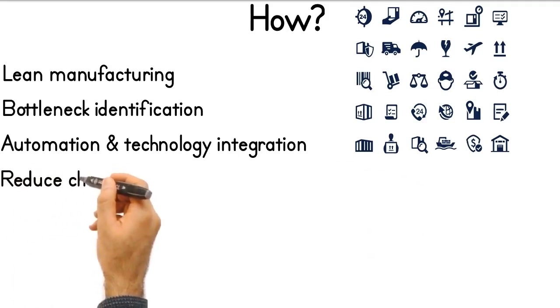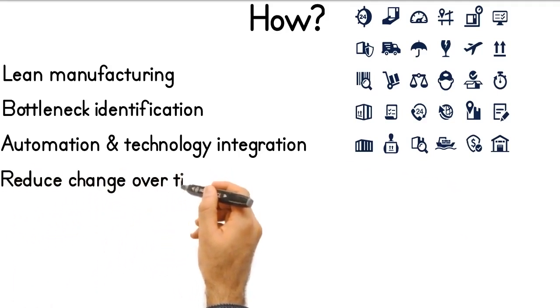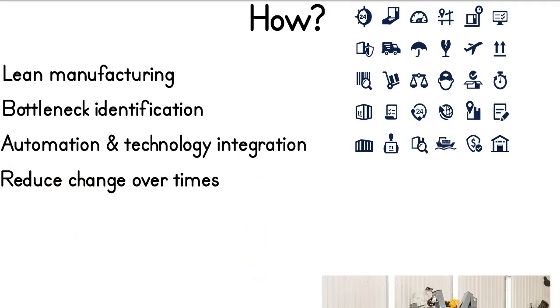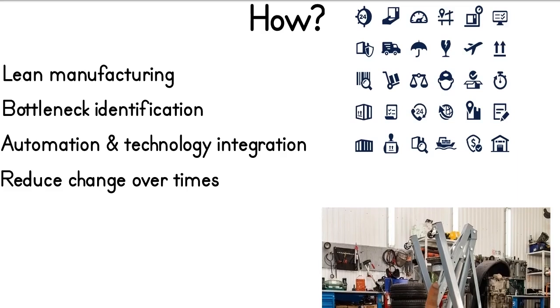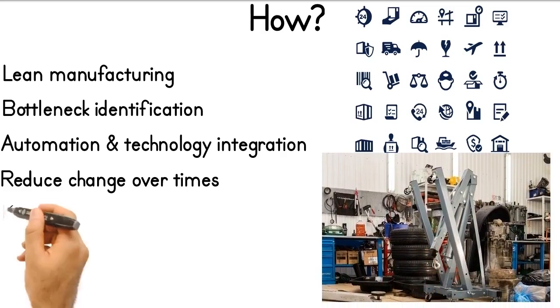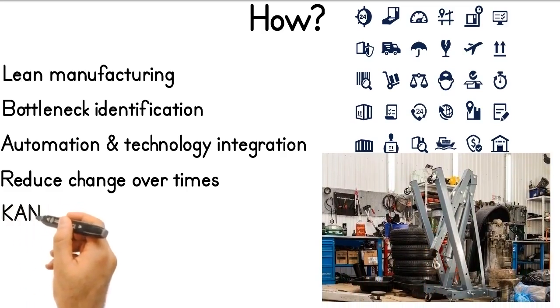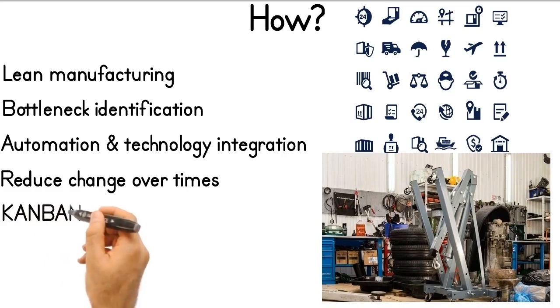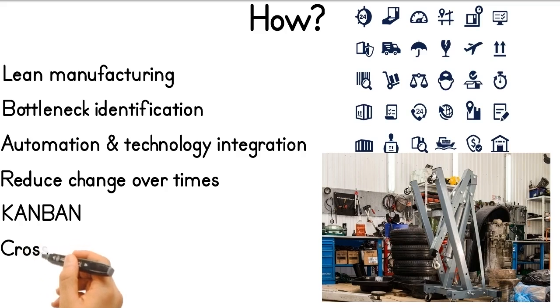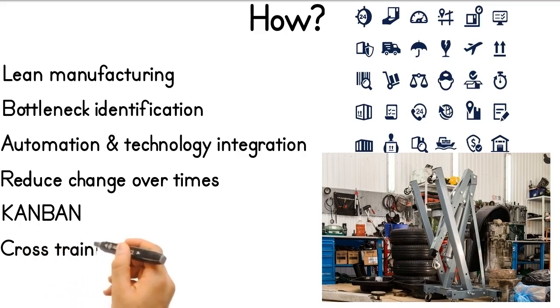Introducing automation, robotics, and advanced data management systems can speed up processes, reduce delays, and provide real-time information that enhances decision-making. Shortening setup or changeover times between different production tasks or product lines can reduce the time that products spend waiting in WIP. Implementing pull systems like Kanban helps ensure that work is only initiated when needed. Cross-training workers in different tasks allows for greater flexibility and the ability to move between tasks as needed.